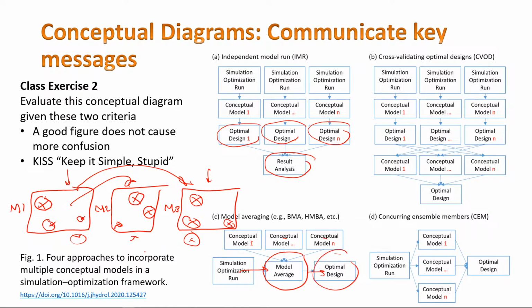The fourth way to solve this problem is what? You have your different models. Why don't you run your simulation optimization on all of them and find one design that will satisfy all these models? And we call this concurring ensemble member.